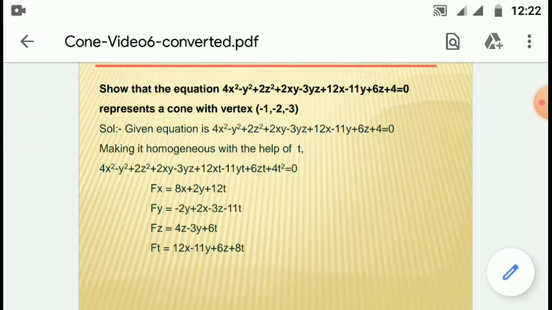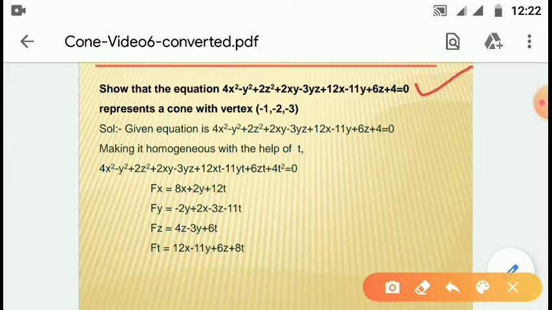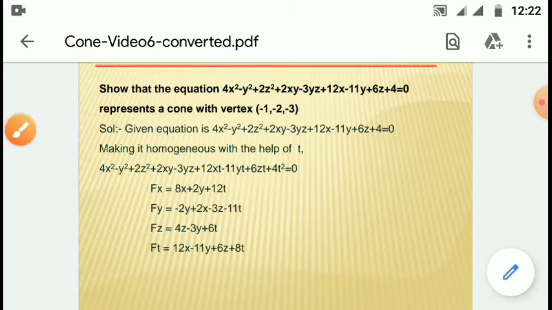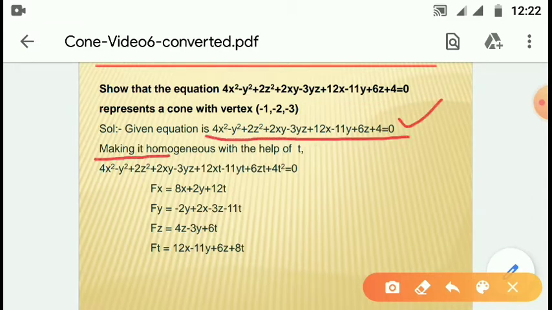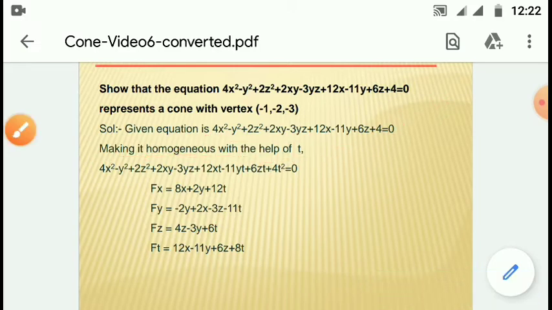So what we have to do in this problem is, we are given a non-homogeneous equation. We have to prove that this non-homogeneous equation represents a cone, and also we have to find the vertex, and prove that the vertex is minus 1, minus 2, minus 3. By applying the condition we derived previously, first we have to convert this equation into a homogeneous equation with the help of t. So the given non-homogeneous equation is this. Making it homogeneous with the help of t, you can write it like this.